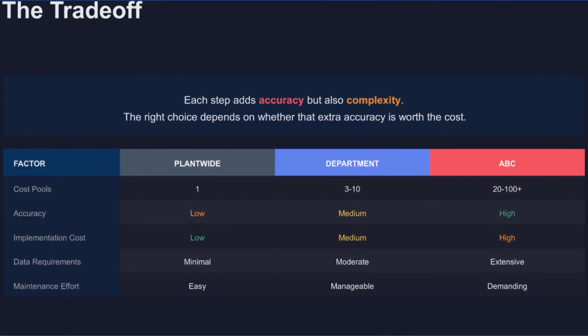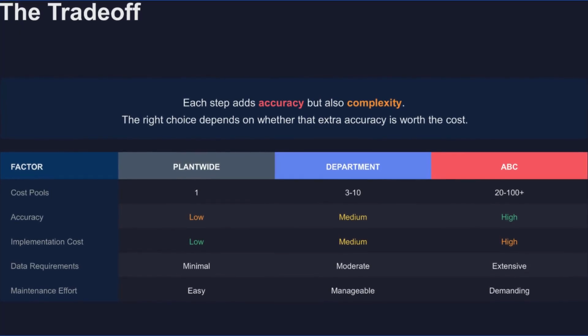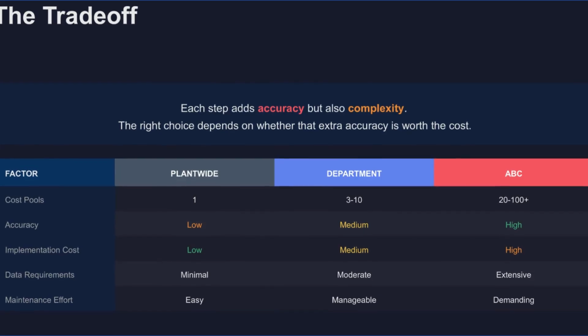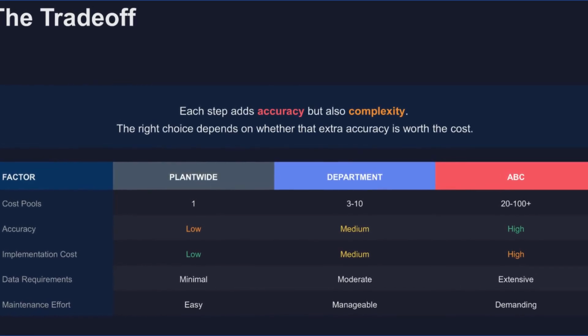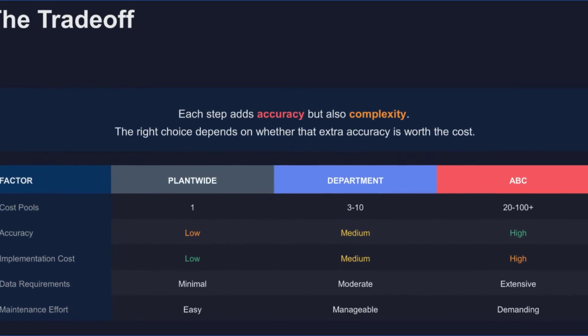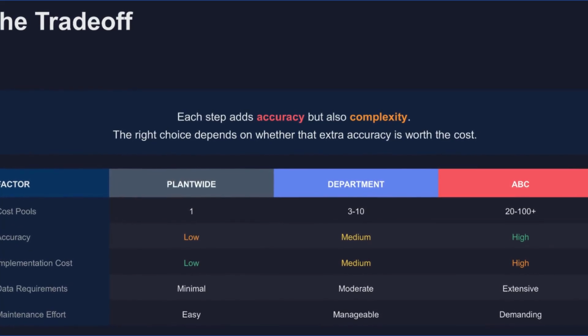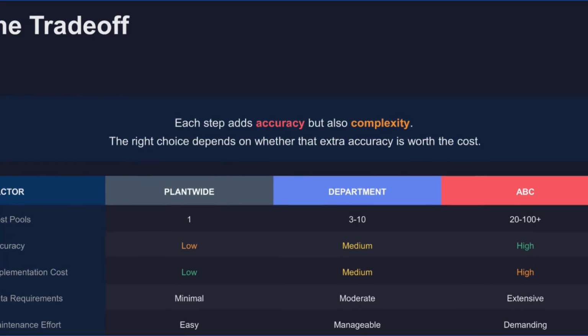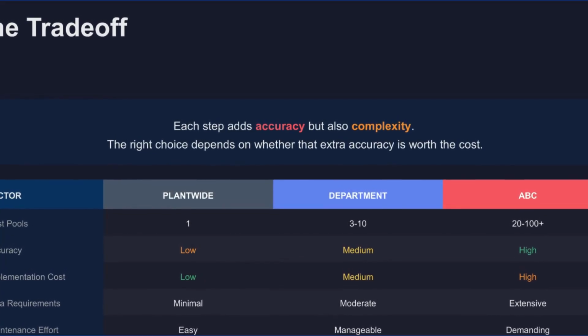Costing methods present clear trade-offs. Plant-wide is simple but imprecise, departmental improves accuracy with moderate effort, and ABC offers high precision at increased complexity. This comparative table encourages us to weigh cost pools, data requirements, and implementation expense to choose an appropriate costing strategy.